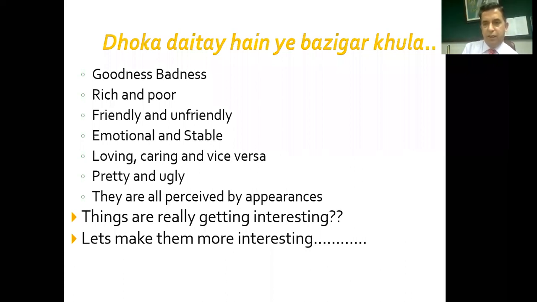So you would have heard a very famous misra of Mirza Ghalib, that धोखा देते हैं ये बाजीगर खुला. So we perceive people and things on the basis of appearance most of the time. When we say he's a good person, he's a bad person, he's rich or he's poor, he's friendly or he is unfriendly, we all base these assumptions on the appearance. Although all these, emotional and stable, loving, caring, and vice versa, pretty or ugly, are functional parameters, we perceive them by looking at people, and that is why we get misled or misguided, and most of the time people get disappointed, like हमने क्या सोचा था और कैसे निकल आया वगैरह वगैरह. So from here things get interesting.